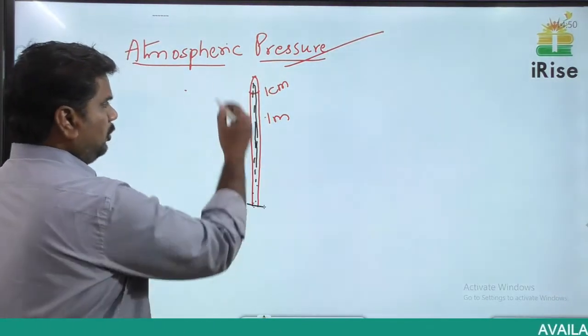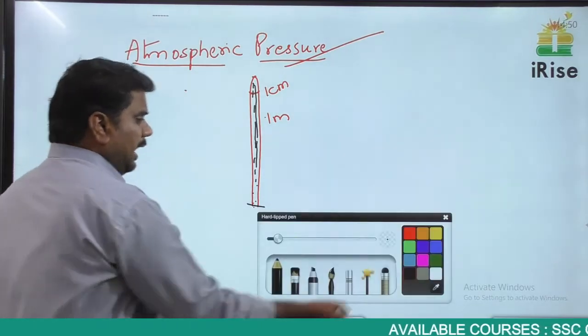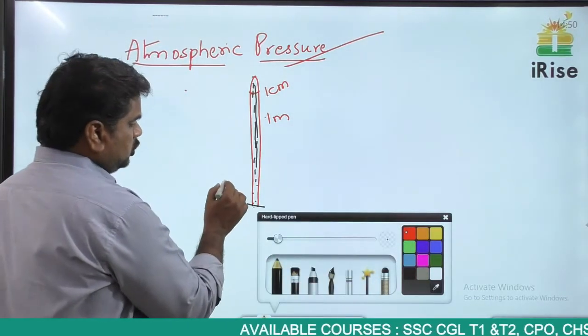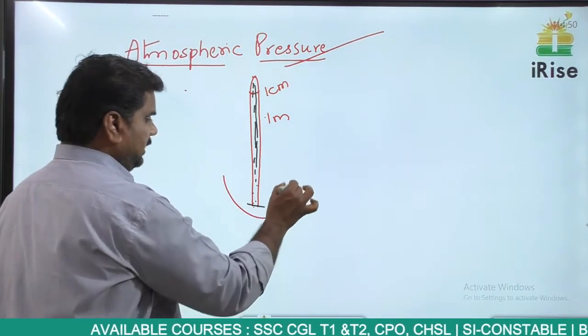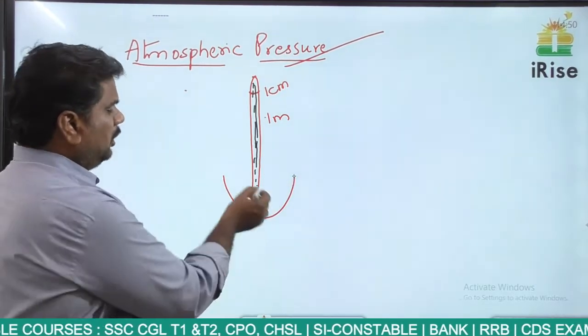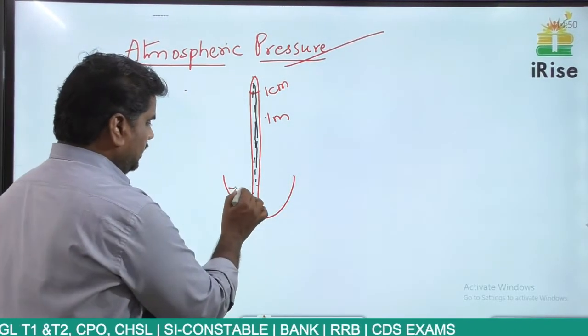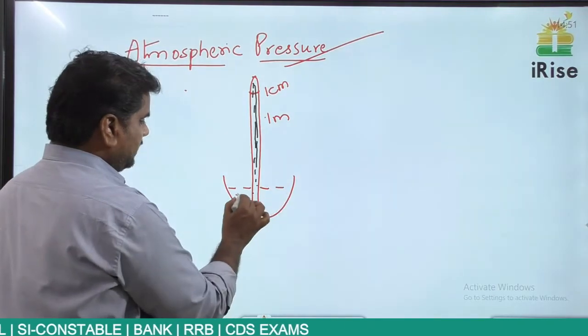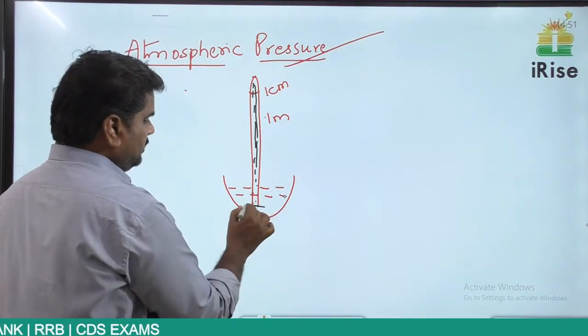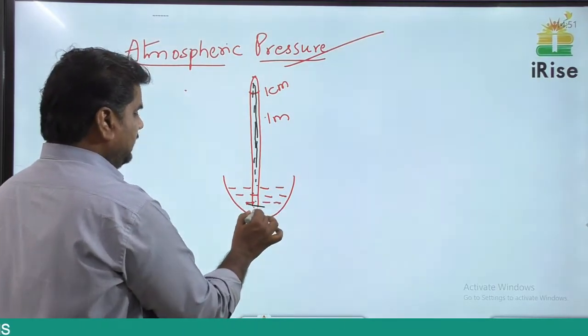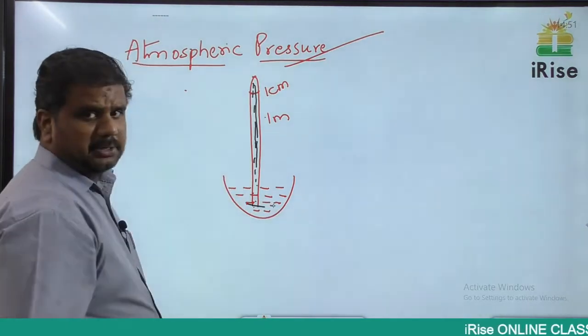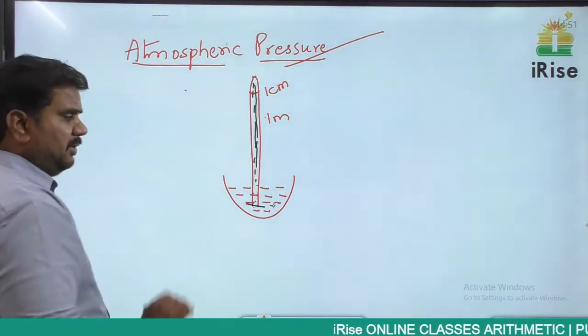From the top to the bottom, it is filled with mercury. And then the glass tube is placed in a beaker or else a small bowl which consists of mercury again. First you are taking a glass tube which has a length of 1 meter and a diameter of 1 centimeter. The glass tube is completely filled with mercury.